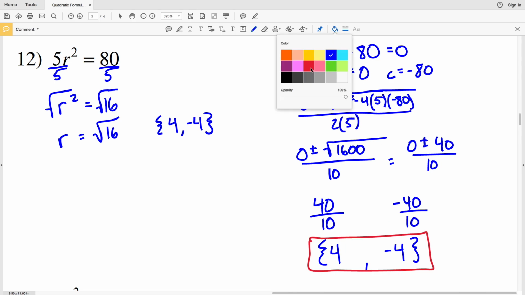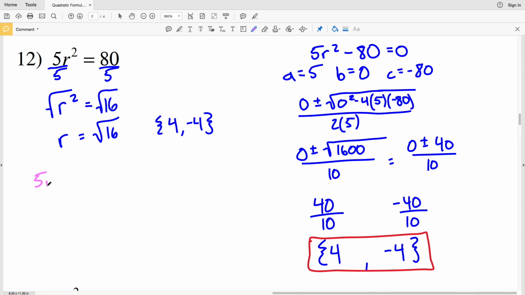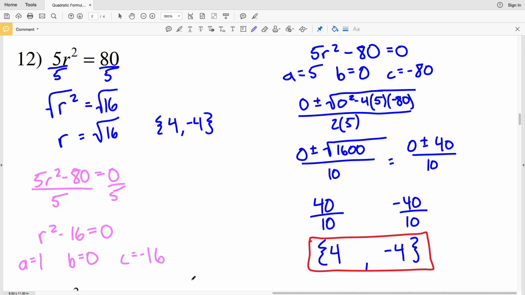Another way to make this problem a little easier is after you subtract that 80, simply divide both sides by 5, simplifying our problem. So then you'll get r squared minus 16 equal to 0. So now use the a value of 1, a b value of 0, and a c value of negative 16, and you will indeed get the same solution. So feel free to do out the math for that, and let me know what you got.